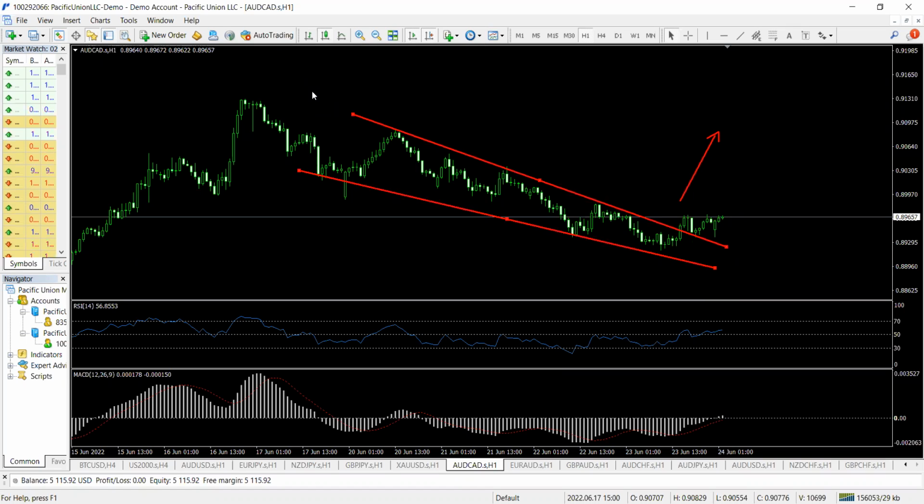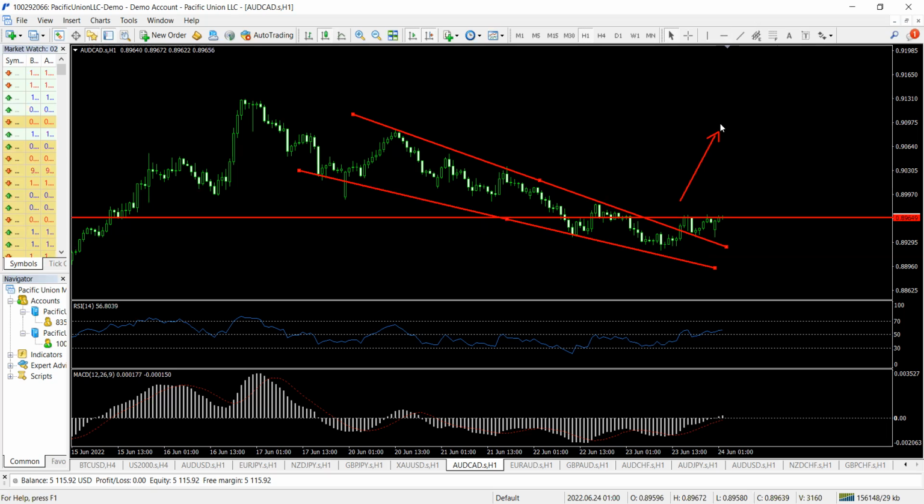The first on the list is AUD CAD, and we can see AUD CAD on the 1 hour time frame. We can see a pattern here, a falling wedge, and price already broke out of this pattern. Now, we're seeing a minor resistance being formed at this level at 0.89649. So a breakout above this trend line. Price already broke out of the falling wedge. So a breakout of price above this resistance level will signal a bullish movement in price.